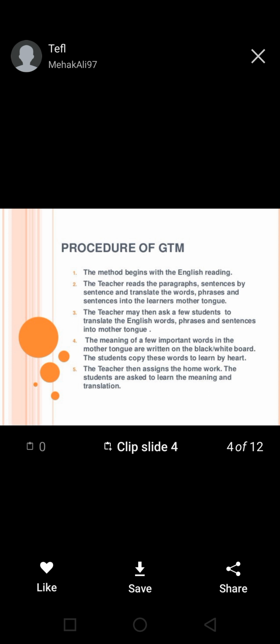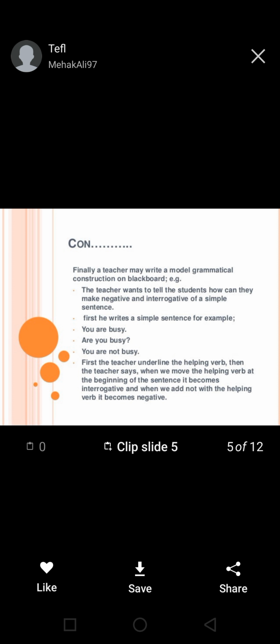The students may copy these words to learn by heart. Then the teacher assigns the homework. The students are asked to learn the meaning and translation. So finally, a teacher may write a model grammatical construction on blackboard or whiteboard. For example, the teacher wants to tell the students how they can make negative and interrogative of a simple sentence. So first he writes a simple sentence. For example, you are busy, are you busy, you are not busy.